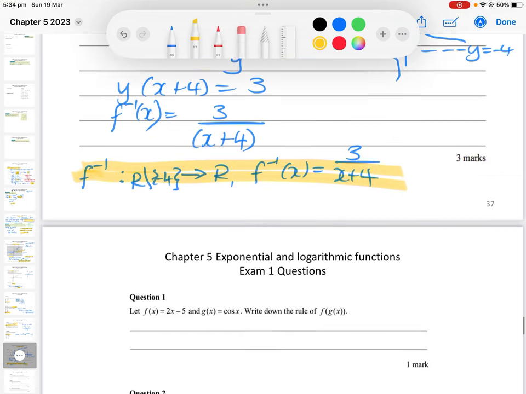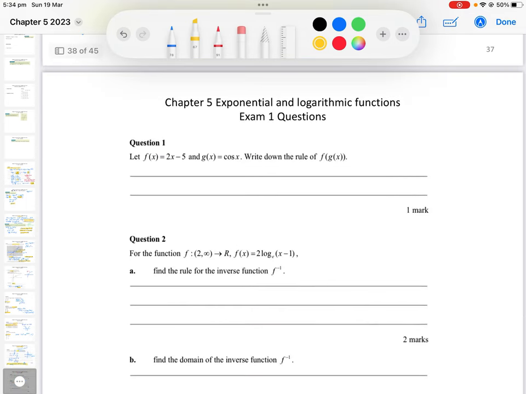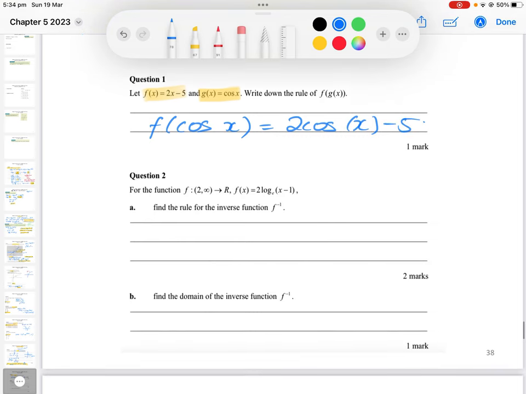Okay, I will keep going. If you want to keep watching, by all means. But just make sure you do these, and then this will just give you a bit of help. Even though this has got some trig in it, it doesn't matter. I know we haven't done it yet, but you can still do it. F of g of x, this should be okay. F of cos x, which is 2 cos x minus 5. So that's not too bad.